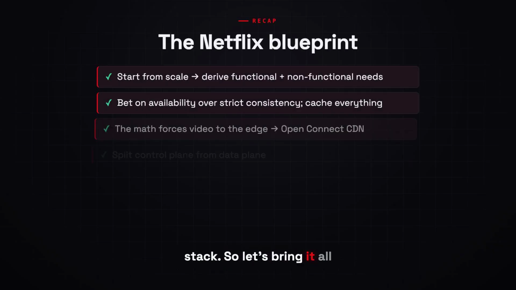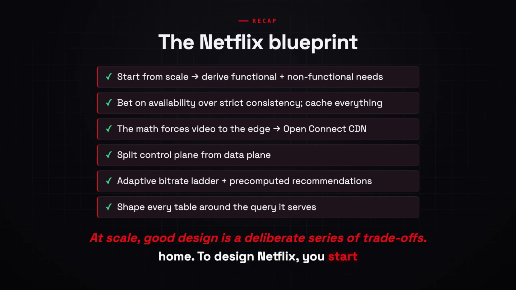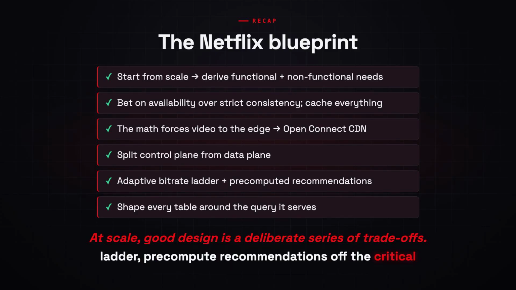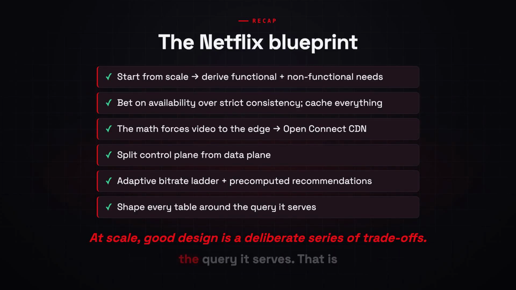So let's bring it all home. To design Netflix, you start from the scale, then nail the functional and non-functional requirements. You make the core bets, availability over strict consistency, and caching everything because the load is read-heavy. The math tells you the video must live at the edge, which gives you OpenConnect. You split the control plane from the data plane, transcode every title into an adaptive bitrate ladder, precompute recommendations off the critical path, and shape each table around the query it serves.